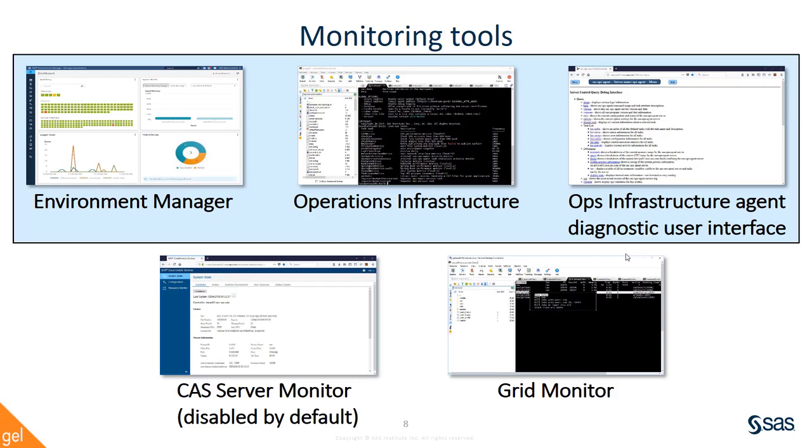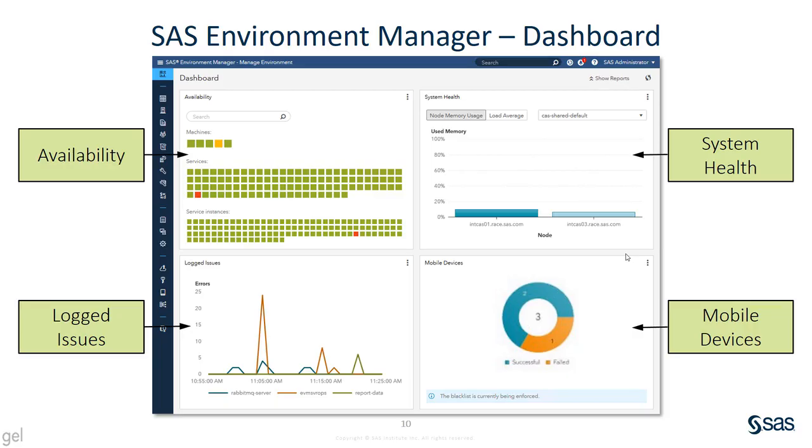Jerry mentioned yesterday that the CAS server monitor used to be there in VIA 3.3. By default, it's disabled, still available, but disabled by default. A lot of the capabilities are built into the Environment Manager now, so we really don't need too much of that, except in a couple of special cases.